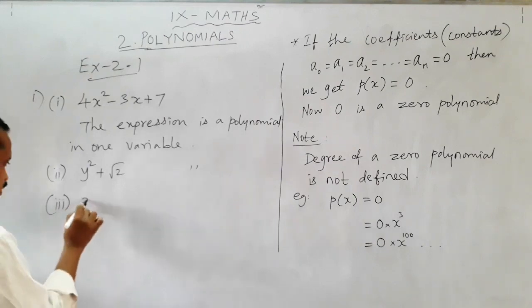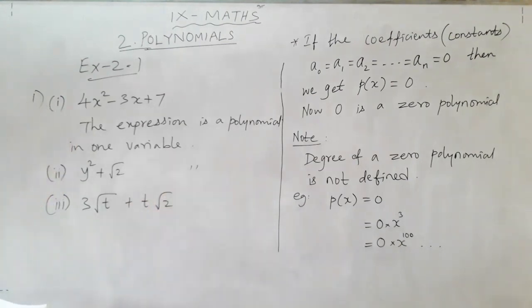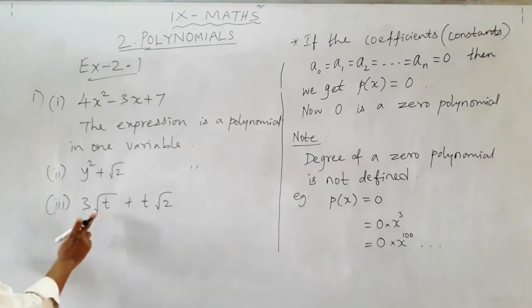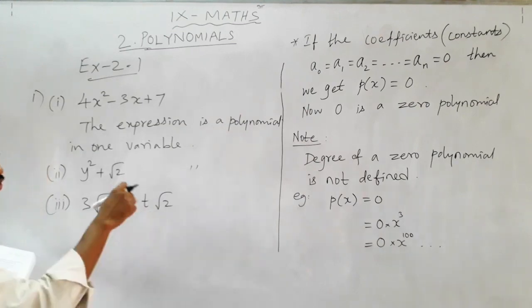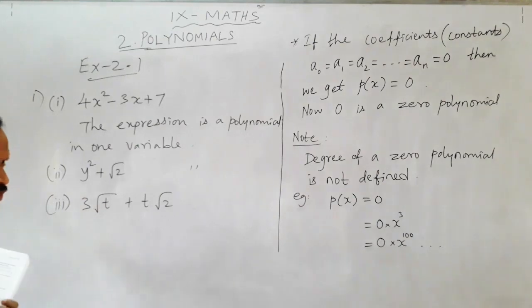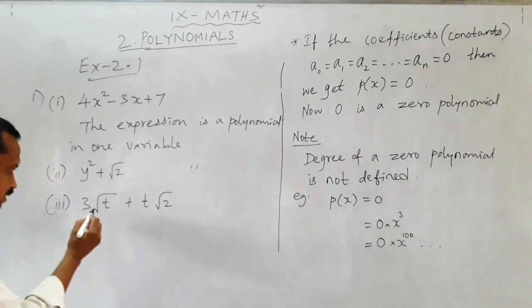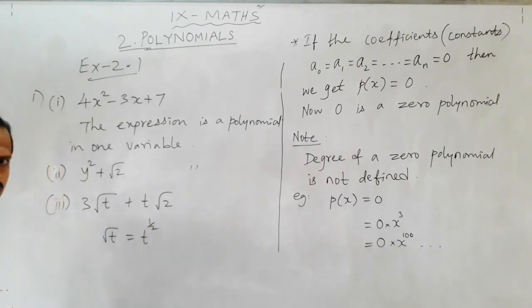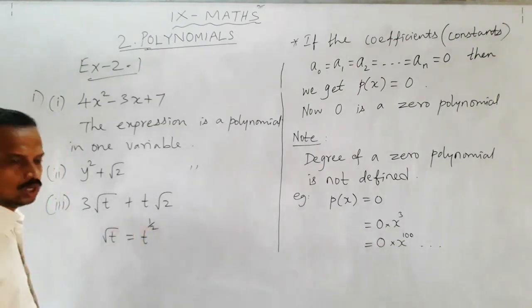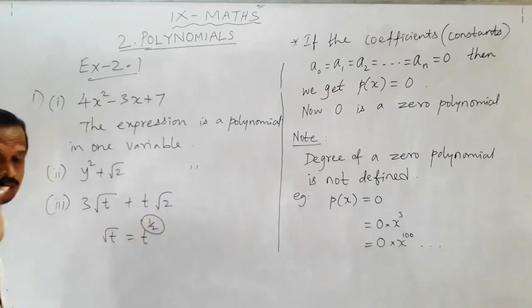Option 3. What is there? 3 root of t plus t root 2. Clear? So the third option, you see, the variable is inside the root, and here simply t, but the constant is in root. But is this a polynomial? Can you say? No. Why? A polynomial means the exponent of the variable should be a whole number. But here, this root t you can write as t power 1 by 2, by applying the law of exponents. So 1 by 2 is not a whole number. Therefore, it is not a polynomial.